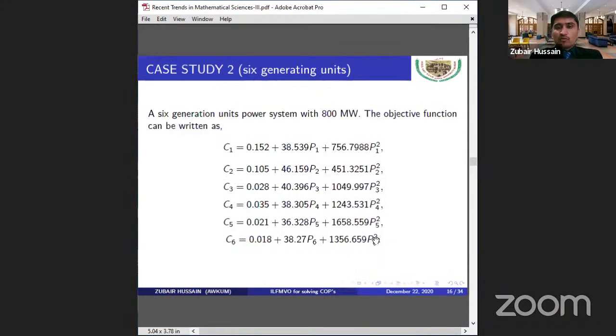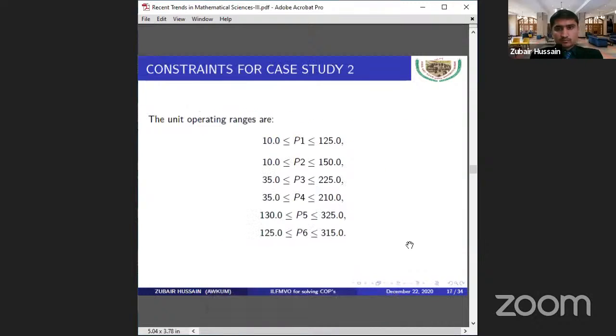Case study 2. We have considered a 6-generation unit system with 800 megawatt in this case study. The objective function for this case study can be written as C1, C2, C3, C4, C5, and C6. Their upper and lower bounds, rather the constraints, can be written in this form: P1, P2, P3, P4, P5, and P6.